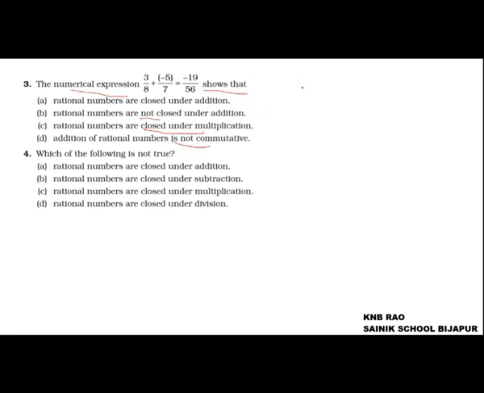Actually, what we learned as the closed property is that when we take any two rational numbers, their sum is also a rational number. So this is what we learnt. Here clearly two rational numbers are added, giving a rational number. It tells us that rational numbers are closed under addition. So the right answer is option A.